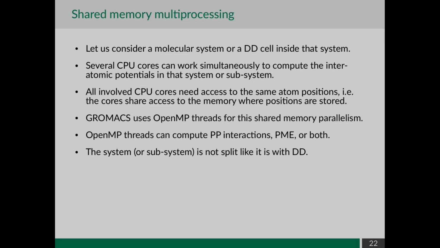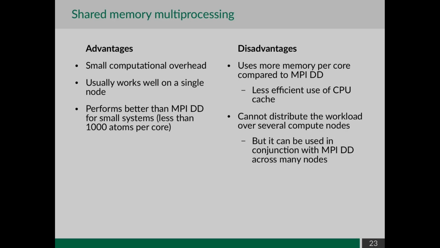OpenMP threads can compute the particle-particle interactions, but they can also compute the particle mesh eval, and they can do both. Now, this is very different from MPI and domain decomposition, and it has advantages and disadvantages compared to it. First, the computational overhead is pretty small. You're not splitting the system, you're not doing anything very complicated. And it usually works well on a single node. In fact, it performs better than MPI domain decomposition for small systems. Say you have less than 1000 atoms per core, usually OpenMP will be better.